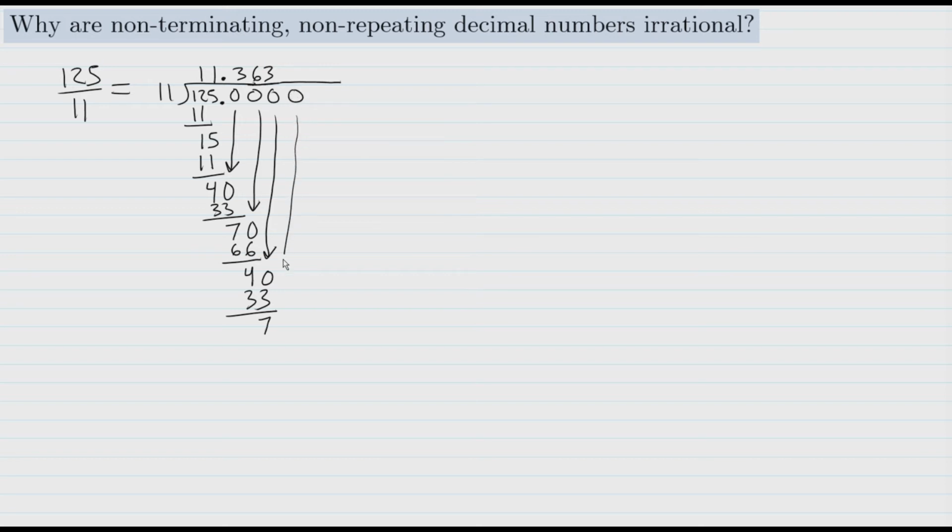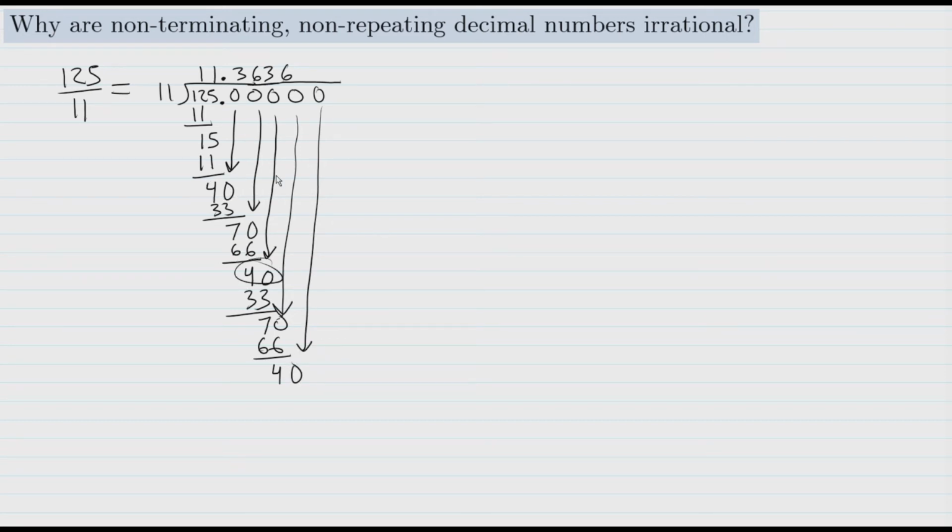There's the 0. We can bring that down. 11 goes into 76 full times. 6 times 11 is 66. And 70 minus 66 is 4. Again, we can bring down a 0. And there it is. Again, we're getting that 40.